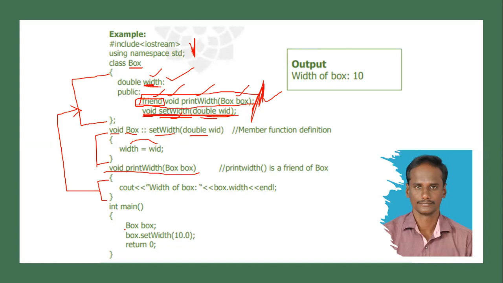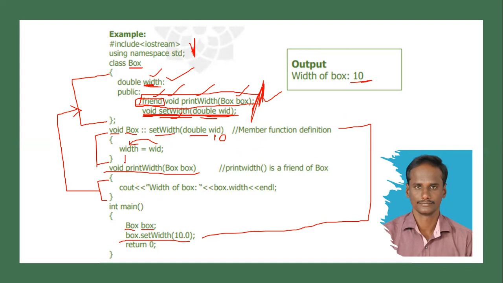So now you just see, Box is a class name, box is the object name, box.setWidth(10.0). What happens? Automatically the statement calls this setWidth function, right? So the wid value is 10, because we call box.setWidth of 10. So 10 is assigned to width. It's over, right? And next, if you want to print width, you call printWidth with the object box, right? Then the output of the box's width is printed. Okay, is it understood?